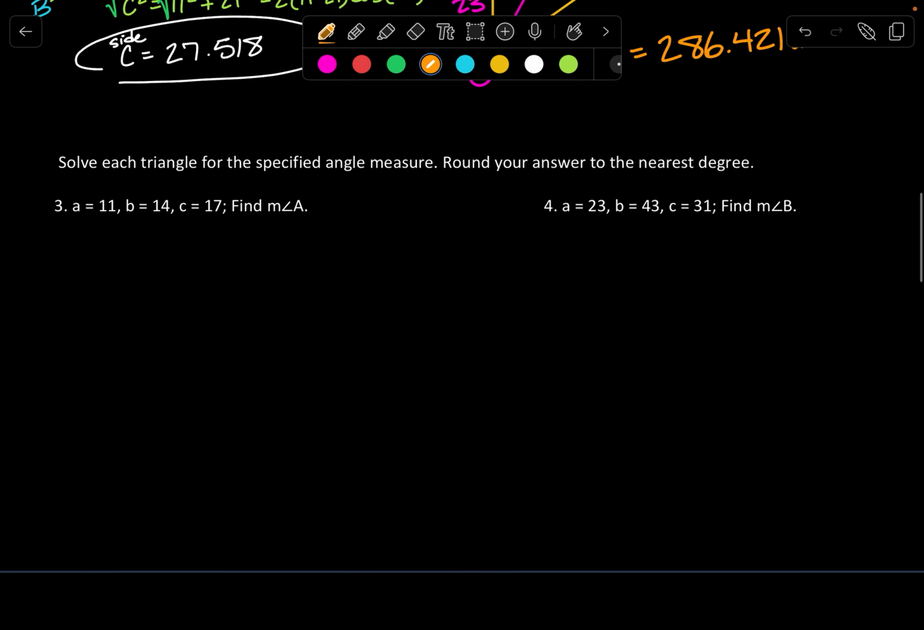For 3 and 4, it says solve each triangle for the specified angle measure. So we're looking for missing angles here. It says round your answer to the nearest degree.